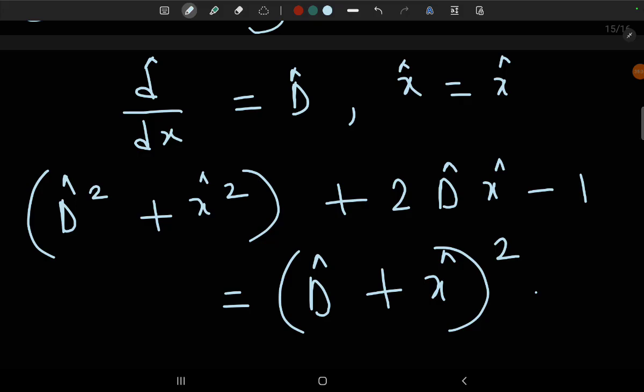So I think this should be enough for today, and in the next video maybe we will start off with another important part of operators, which is actually the Hermitian operator. The idea of Hermitian operators we started.